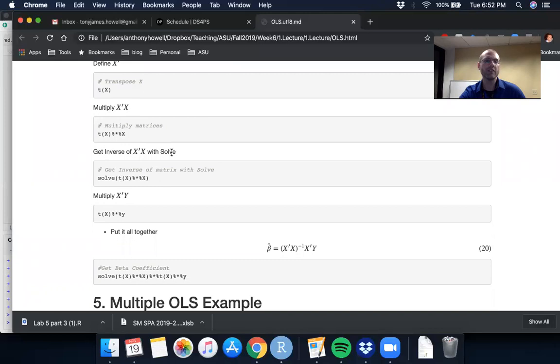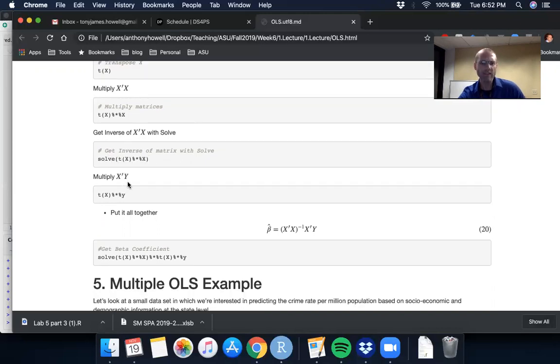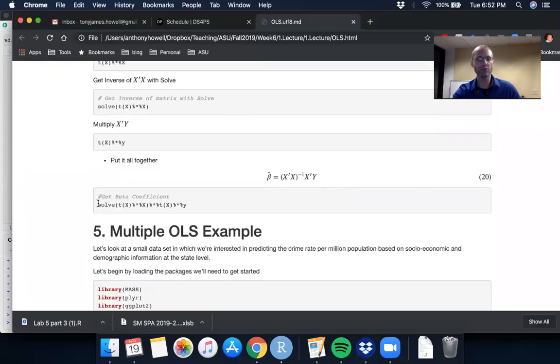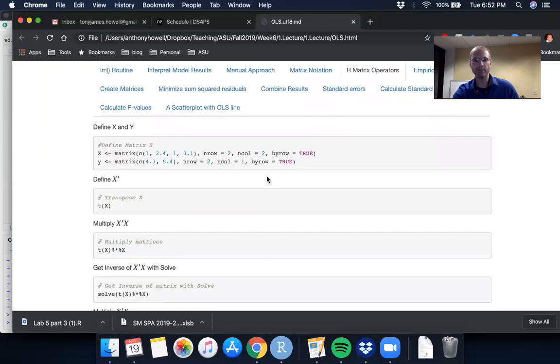Now, to get the inverse, we're going to use the solve function. So solve transpose x times x is essentially x prime x inverse. And then the last part we need to do is the x prime y. So again, transpose x times the y. And if we put it all together, again, we want x prime x inverse x prime y. We're going to basically put these parts together into one uniform function. And this is going to give us our point estimates for our beta.